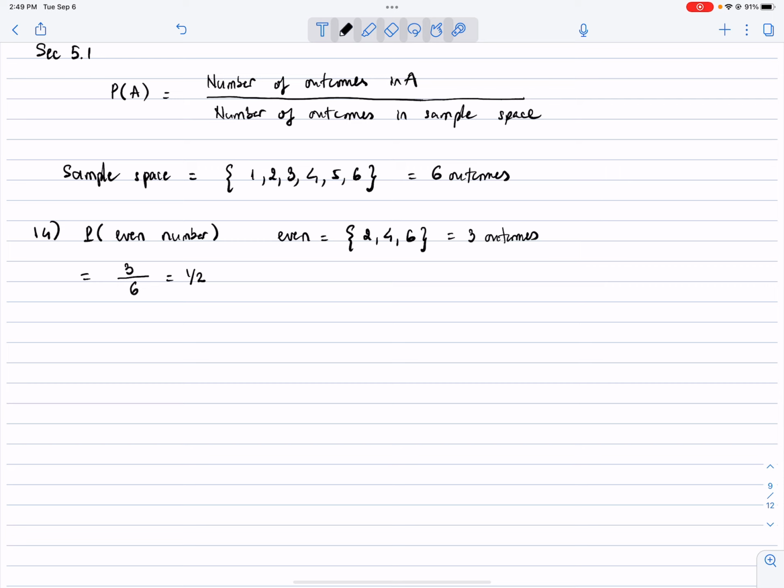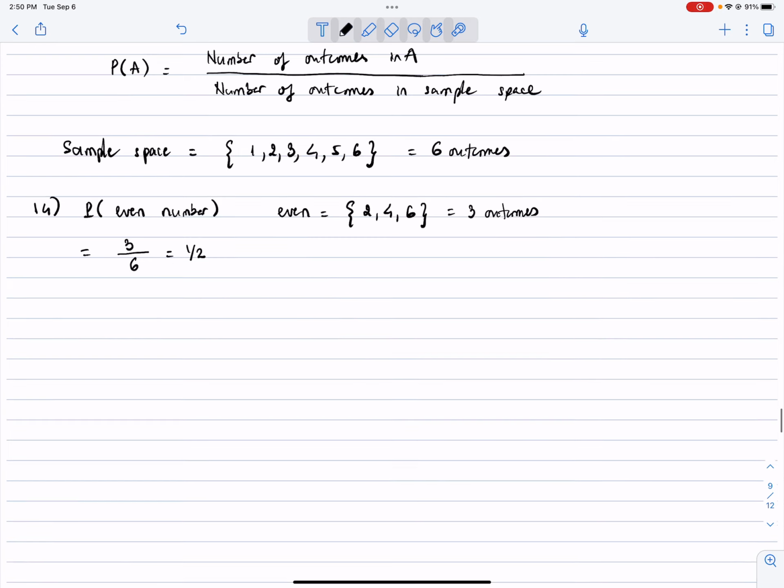So we think about it. There are 6 numbers. We have half odd and half even. So the probability to get the even number is 1/2.